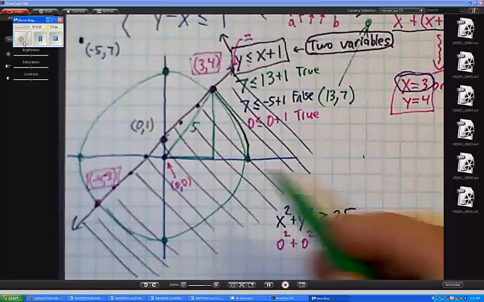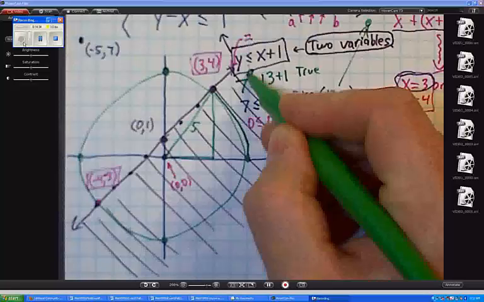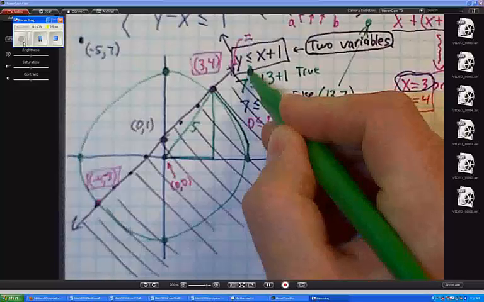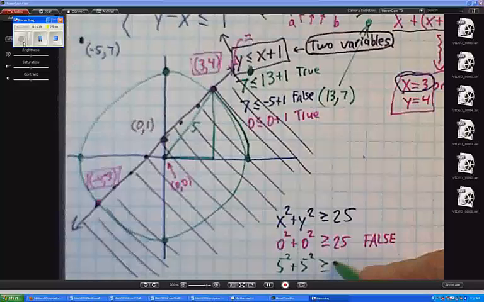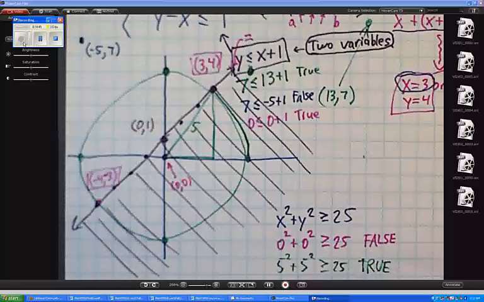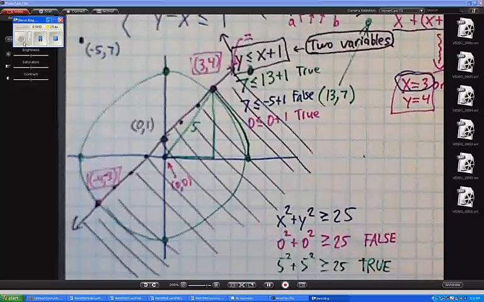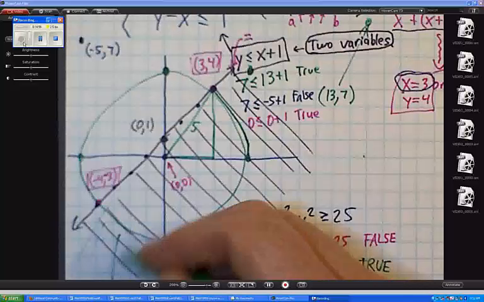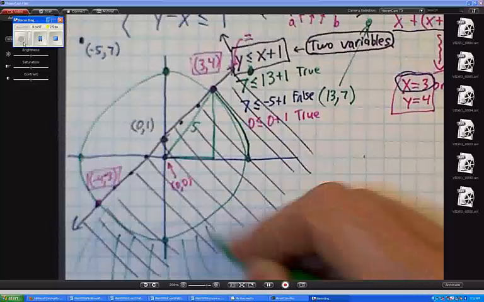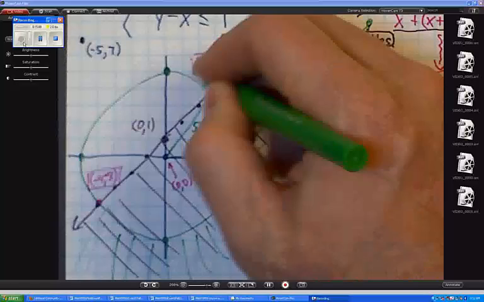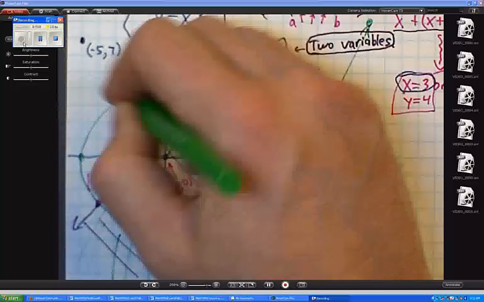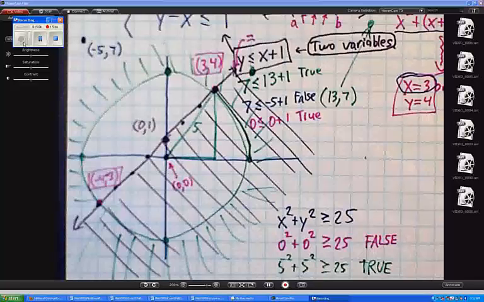If I go to 5, 5, that's up here. Okay? 5 squared plus 5 squared is greater than or equal to 25. We're going to say that is true. I knew that. So where are the solutions to this inequality x squared plus y squared is bigger than or equal to 25? Well, they are all the points outside the circle. You guys get that?